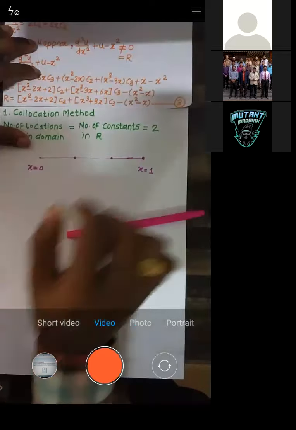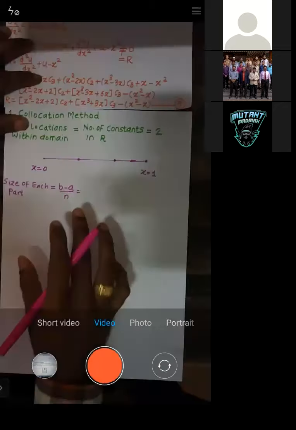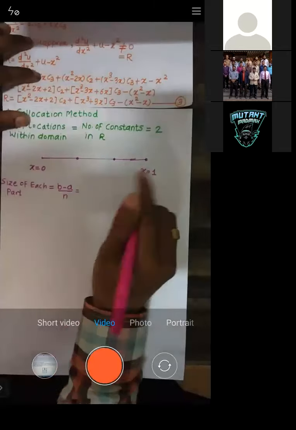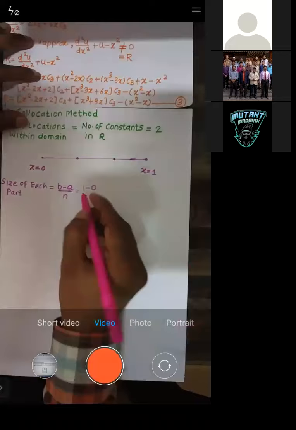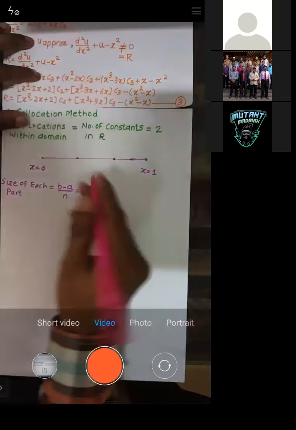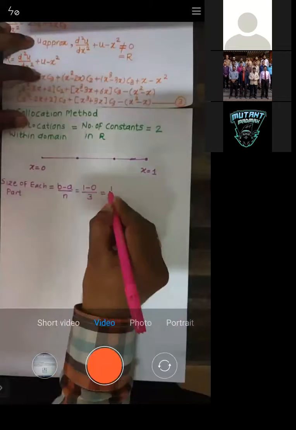Okay, if you're not able to do it in that manner, I will just write down here: size of each part is given by (b minus a) by n. Otherwise, if you can write down that formula, b minus a by n. See, b is 1, the maximum limit. a is 0, the minimum limit. n is the number of parts. I want three parts. So what is the size we are getting? We are getting the size of each part as 1/3, right? So what is the size of each part?